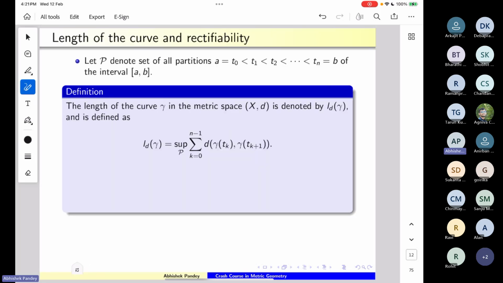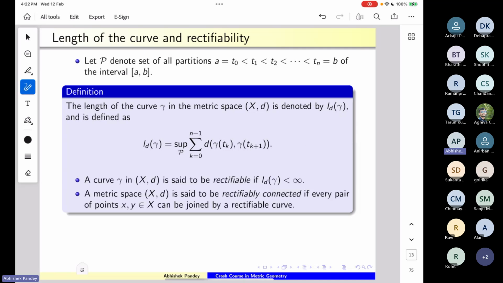So this definition will be familiar to all of you, I guess. Let P denote the set of all partitions of [a, b], and the length of a curve in the metric space (X, d) is denoted by L_d of gamma, and is defined as the supremum over all the partitions of the variation, the sum of the distances between gamma of t_k and gamma of t_{k+1}, where k runs from 0 to n minus 1. This is somewhat familiar from the bounded variation of a function f from [a, b] to R.